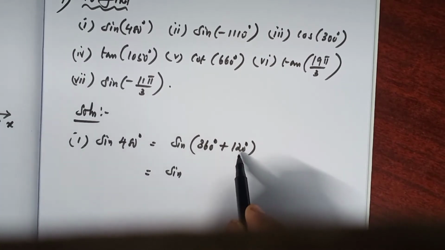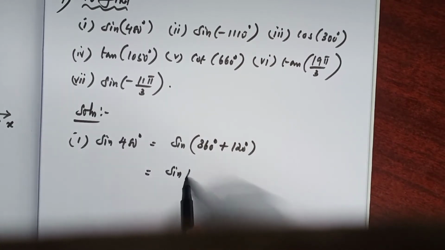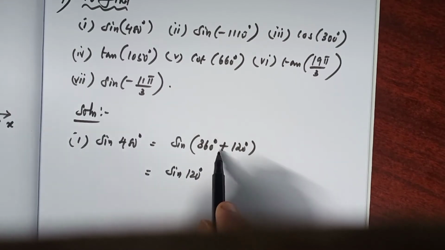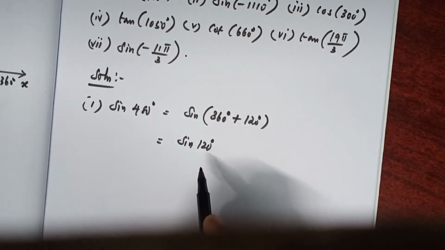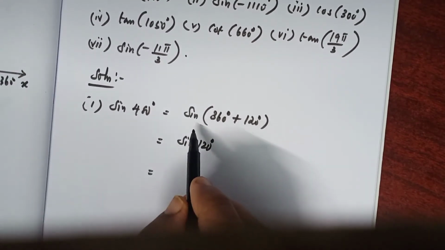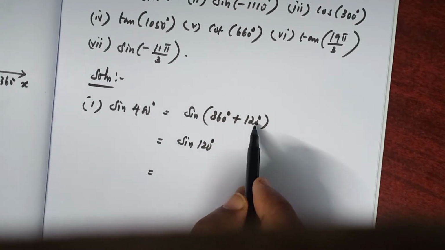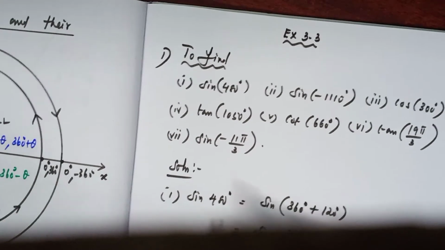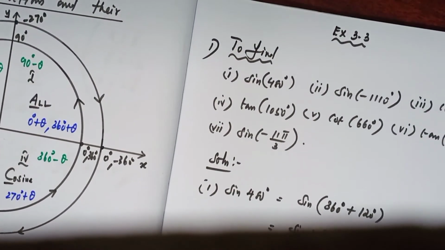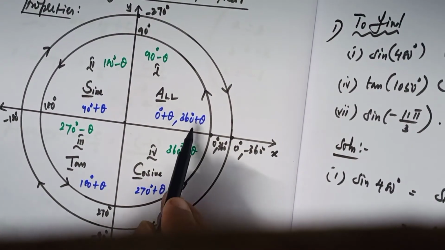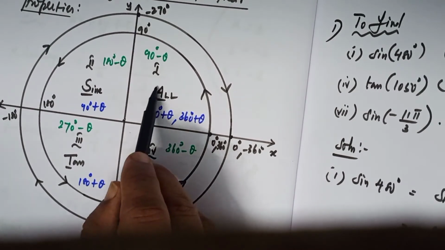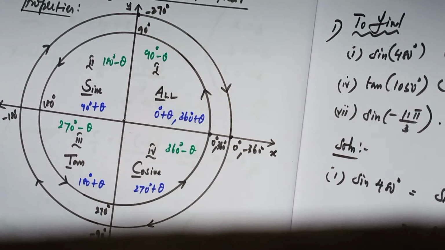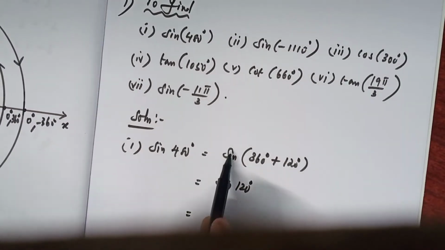After that, what's the angle over here? 120 degree. Write that one. Whether it is minus 120 or plus 120, write 120 degree only. Now, sine of 360 plus theta, what form is it? Sine of 360 plus theta lies in which quadrant? 360 plus theta lies in the first quadrant. First quadrant, everything is positive. Therefore, this sine also positive.